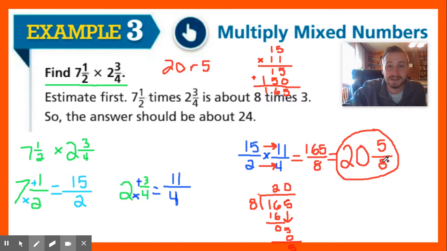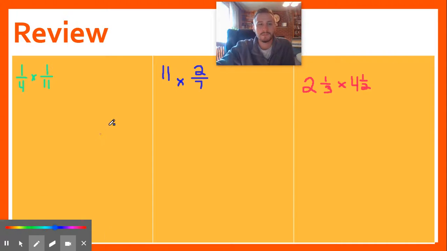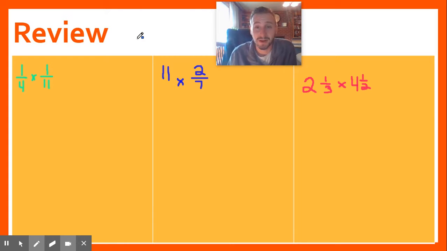20 and 5/8. Okay? Let's review a little bit, and hopefully this will make a whole bunch of sense towards the end. So here's what I want us to do, right? I have 3 problems here for you. I have 1/4 times 1/11. I have 11 times 2/7, and I have 2 1/3 times 4 1/2.